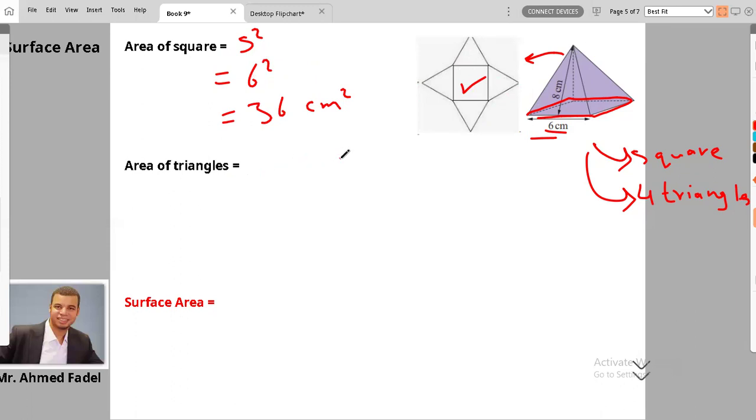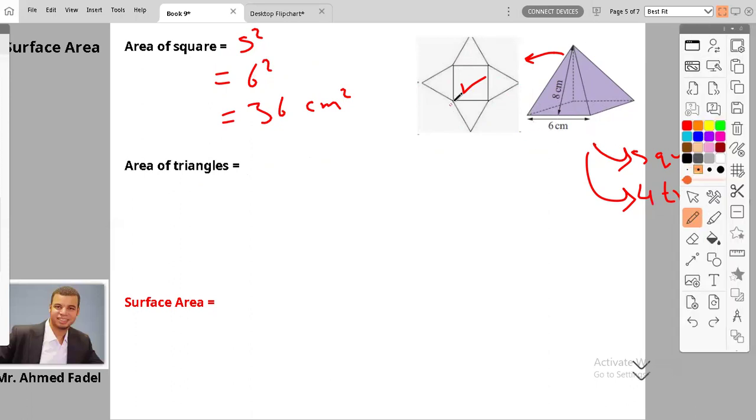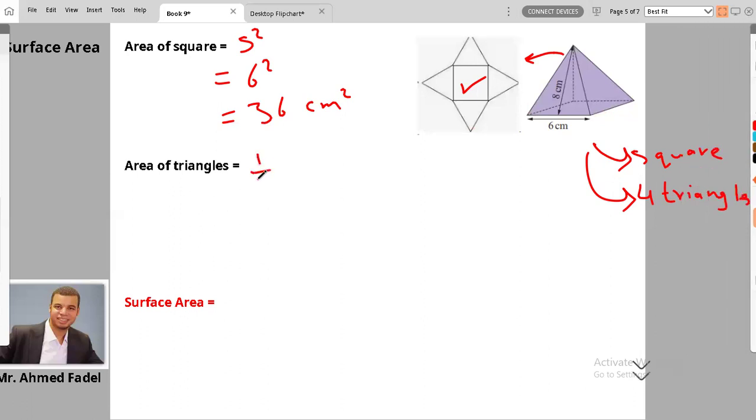Next, I need to get the area of the triangles. One triangle is going to be enough. So let's just erase this here. All right. Now, how can I find the area of the triangle? If you notice here, they're giving you the height, which is 8, and the base, which is 6. So area of a triangle is half BH, which is equal to half times B, which is 6, times height, which is 8. You're going to find that all of this is actually 24 centimeters squared.